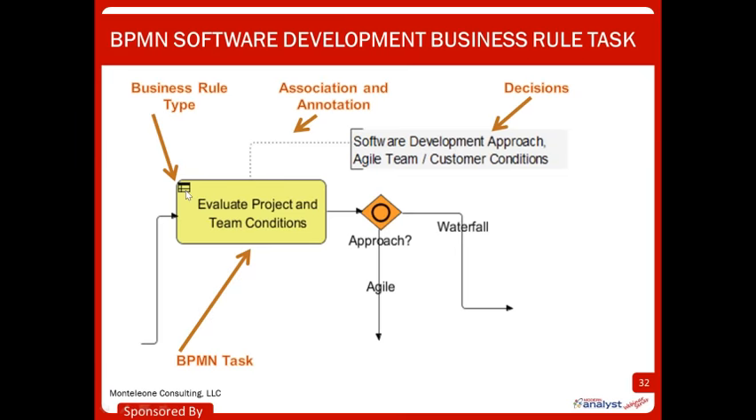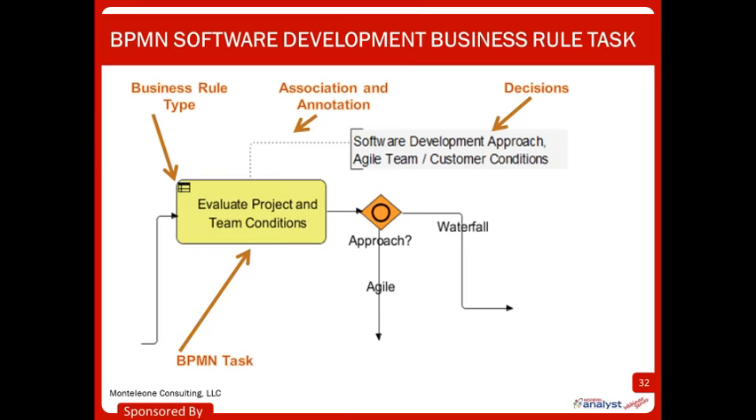that, and that is a little symbol here that represents a business rule type. This is, of course, a BPMN task. You'll notice that we have an association with this dotted line, and then there's this annotation. And this is the connection to DMN, decision model and notation. We're going to look at business rules that allow us to make decisions on software development approach and Agile team, and customer conditions. And that's going to connect to our DMN model.